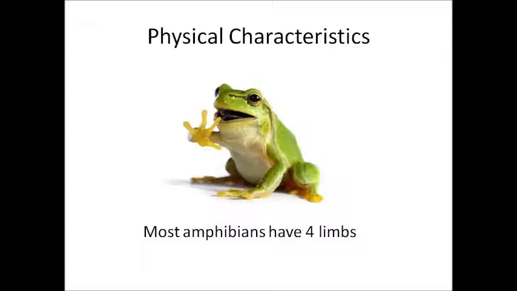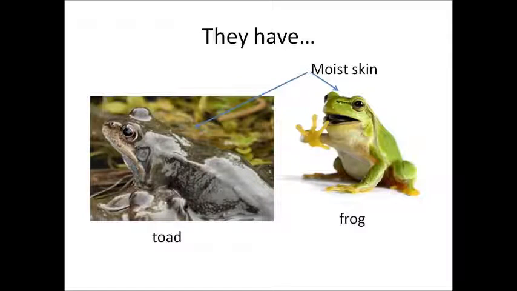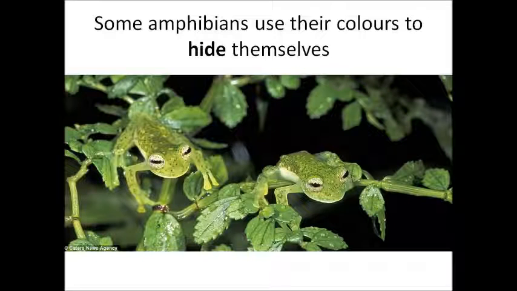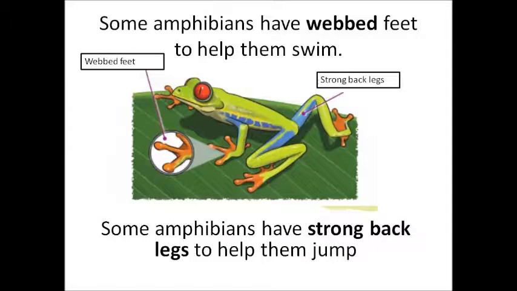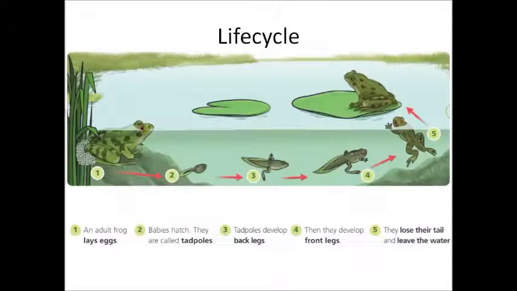Physical characteristics. Most amphibians have 4 limbs. They have moist skin, for example, the toad and the frog. Some amphibians use their colors to hide themselves. Some amphibians have brightly colored skin and markings to frighten predators. Some amphibians have webbed feet to help them swim. Some amphibians have strong back legs to help them jump.